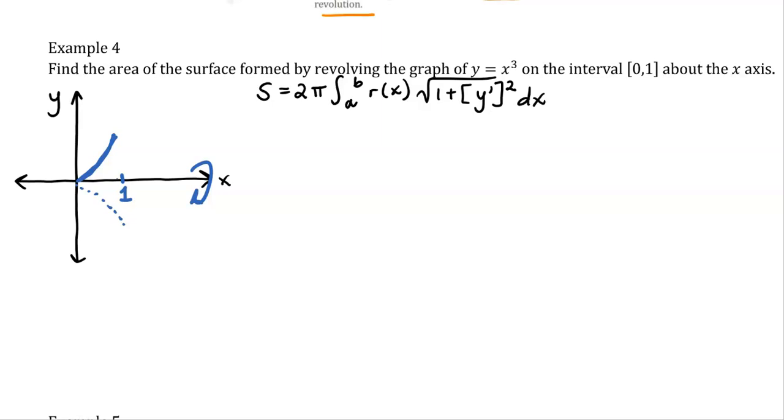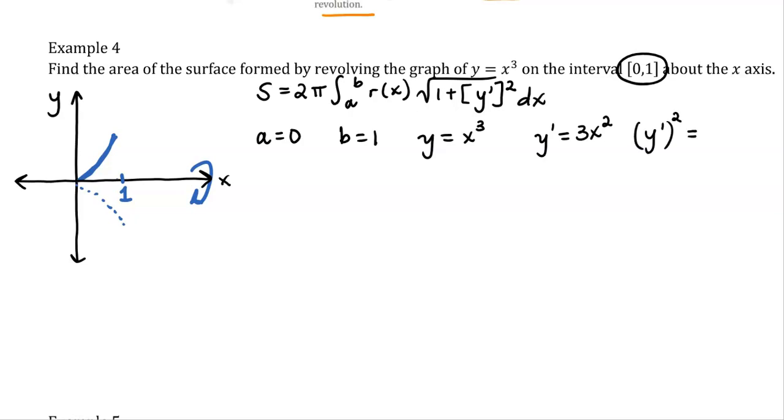Our a and our b are going to be 0 and 1 respectively. A is 0 and b is 1, and I know that because we're working on this interval from 0 to 1, and we will be working with x values here. The function was given to us in terms of x. We have no differentiability issues with this polynomial, x to the third. It's continuous and differentiable everywhere. Y prime, taking the derivative, is 3x squared, and I'll go ahead and square my derivative to give me 9x to the fourth. So square the 3 and square the x squared.